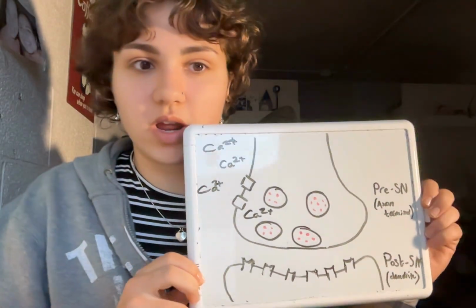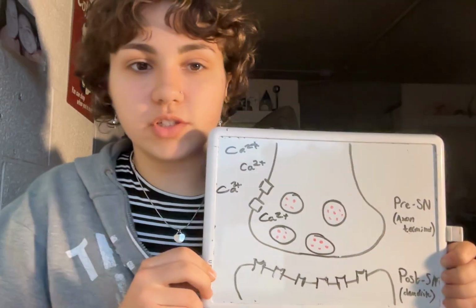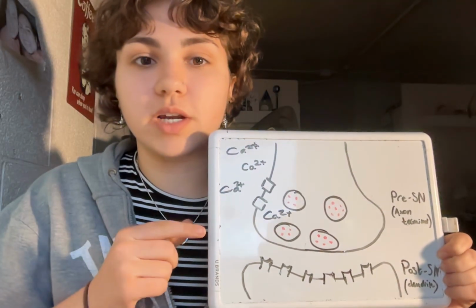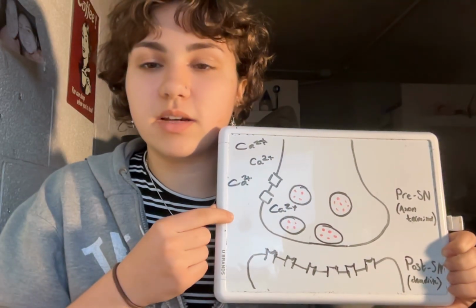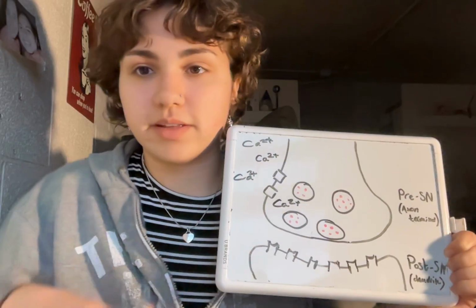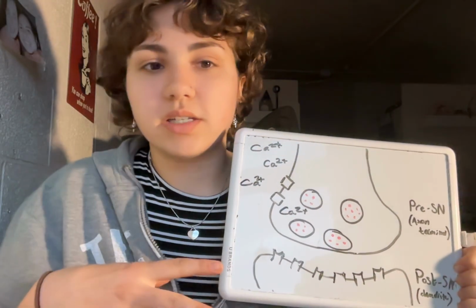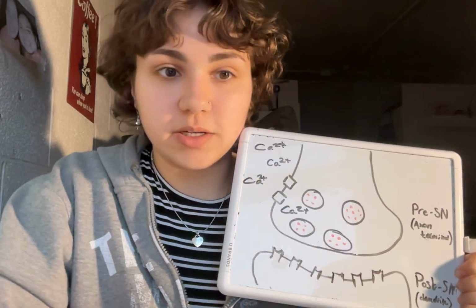This is my diagram, and the topic I've chosen is the release of neurotransmitters from the postsynaptic cell to the presynaptic cell and how that sends a signal. This process is also called chemical transmission.